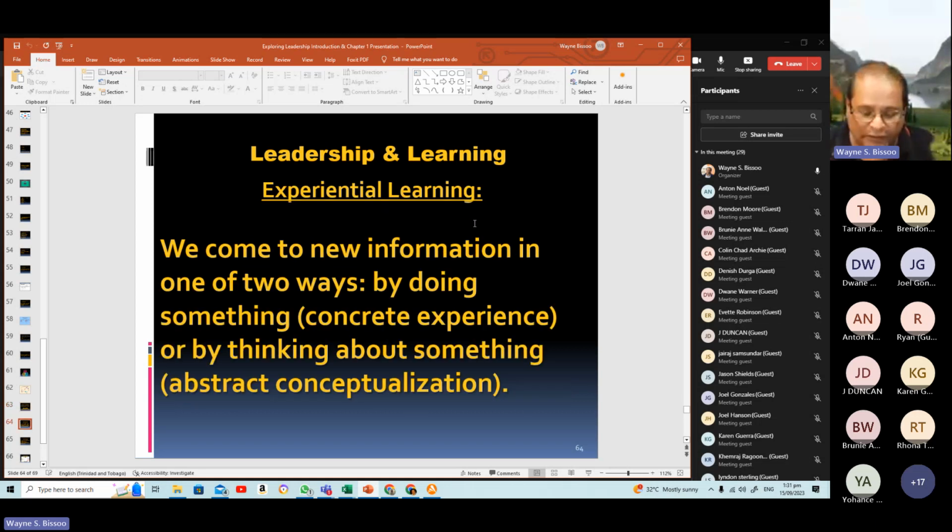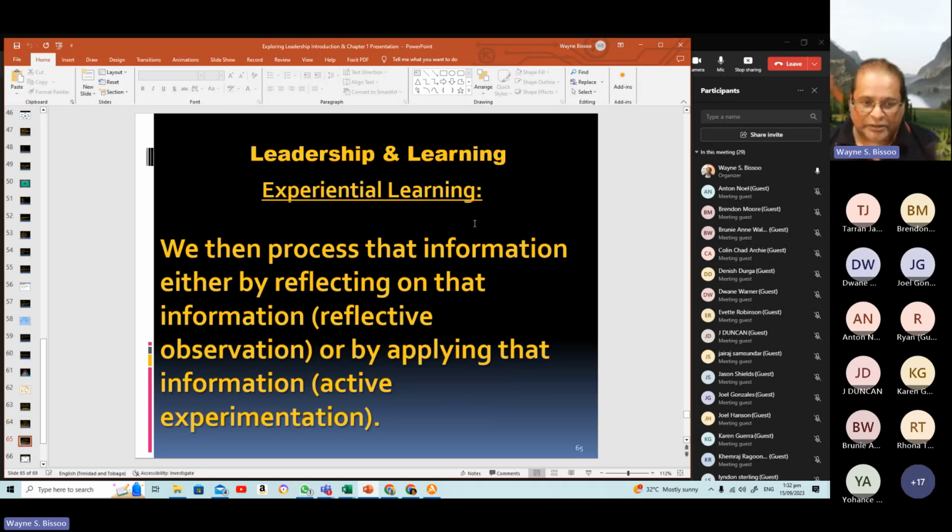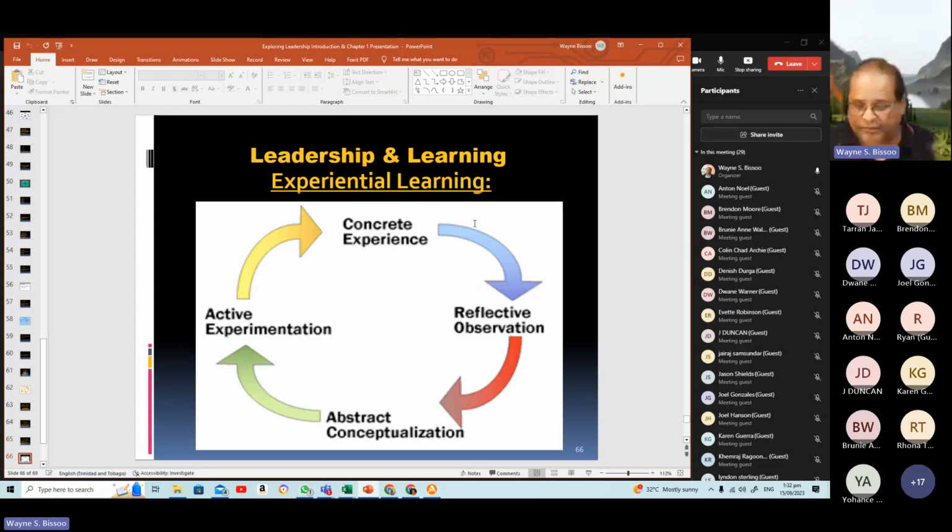Now, one other form of learning that we want to talk about here is experiential learning. This is probably the most popular way and probably the best way to get to some of your information, and that is through experience. We learn by doing things or by thinking about it, that's abstract conceptualization, or by concrete experience. Then we process that information either by reflecting on it, which is reflective observation, or by applying it, which is active experimentation.